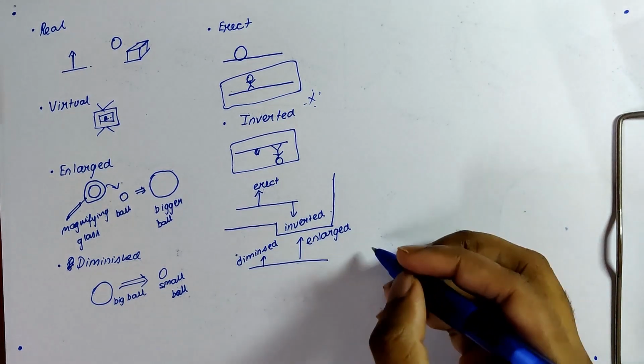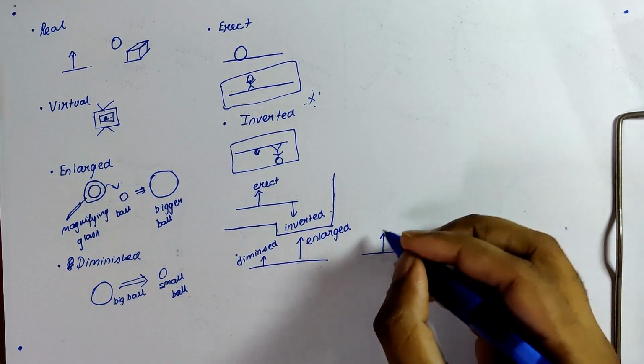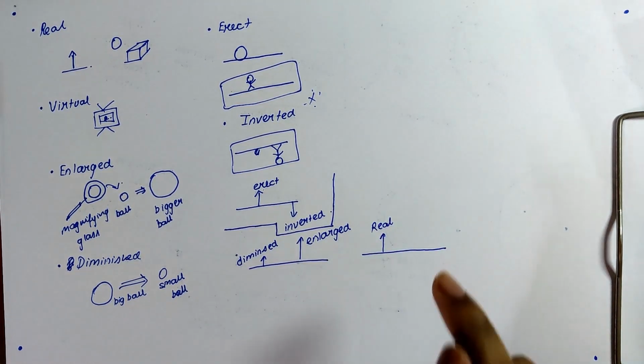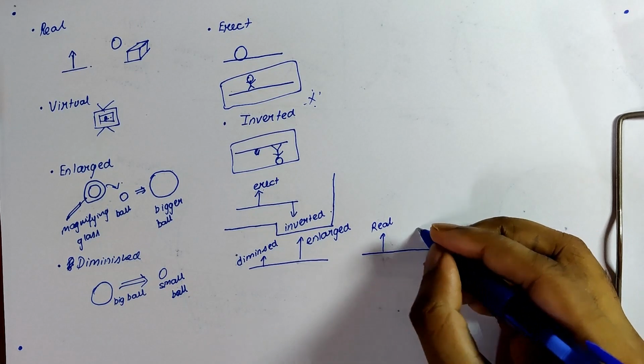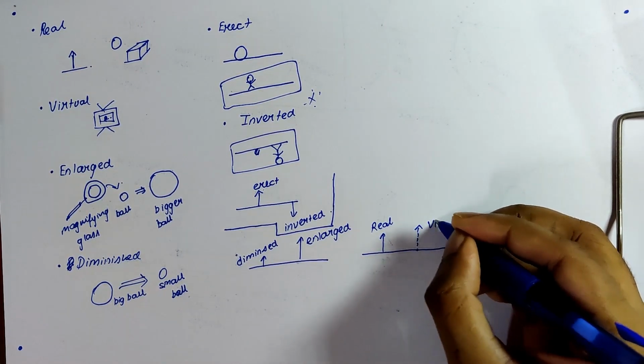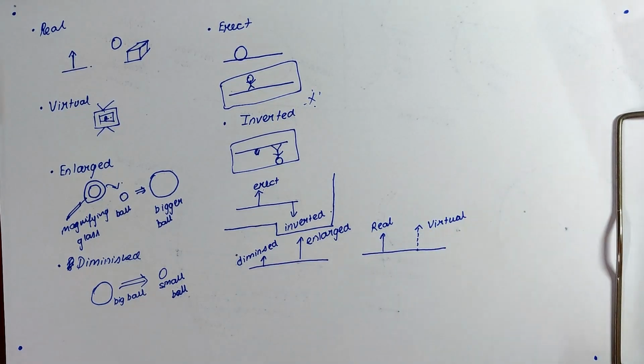And this is going to be a real image. And the virtual image has a special notation, like we will draw the arrow mark in dotted lines. Now this is the terminology in images.